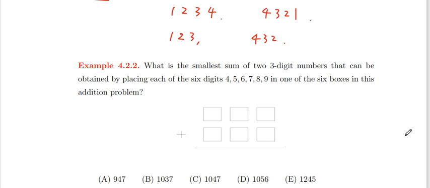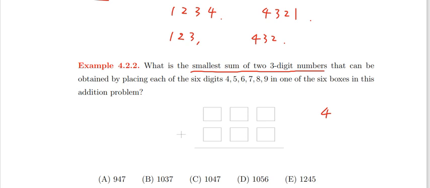So for this one, we say, what is the smallest sum of 2 three-digit numbers that can be obtained by placing each of these 6 digits in one of these boxes? So we want to make the sum smallest, so we should put the smallest numbers in the first position. This first position. So we just put the smallest.